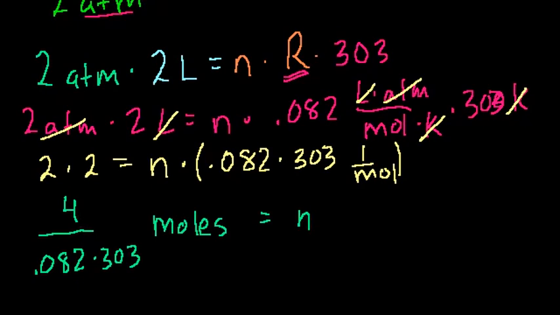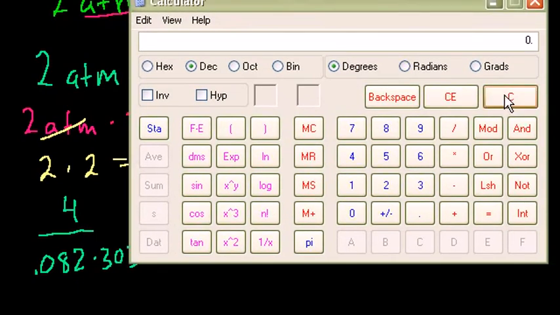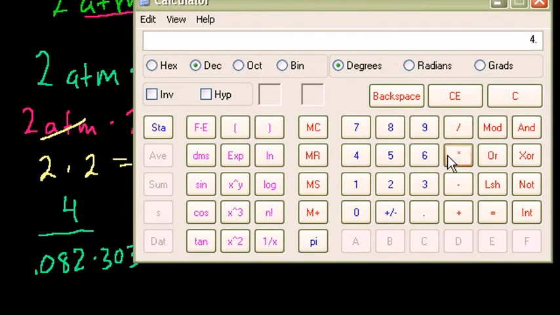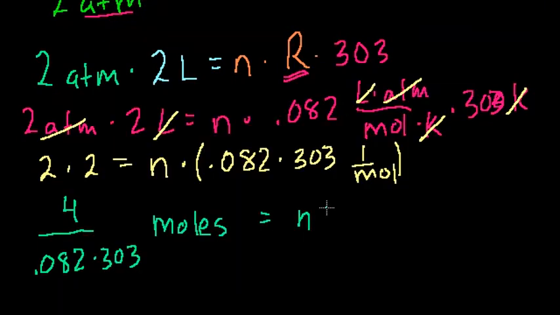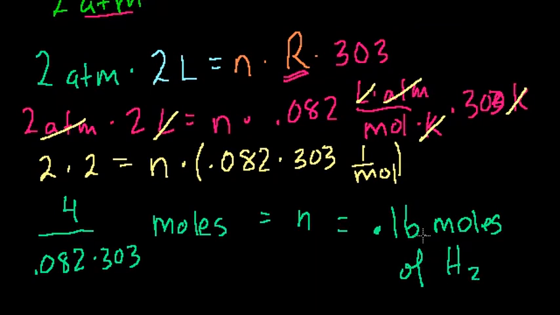And so we just have to get the calculator out and figure out how many moles we're dealing with. So we have 4 divided by 0.082 divided by 303, which is equal to 0.16. If we wanted to go more digits, 0.161, but we'll just round. So this is equal to 0.16 moles of H2. And if you wanted the exact number of hydrogen molecules, you would just multiply this times 6.02 times 10 to the 23, and then you would have a number in the traditional sense.